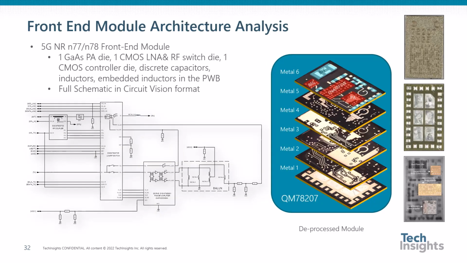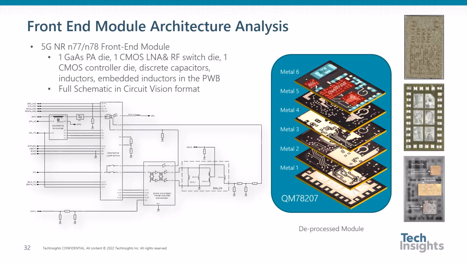This next analysis involves determining the architecture of an RF front-end module. This analysis recreates the connectivity of all the elements found within the module. The module substrate is delayered and imaged. The dies within the module are decapped and examined, all in order to create a schematic of the module which is as descriptive as possible.